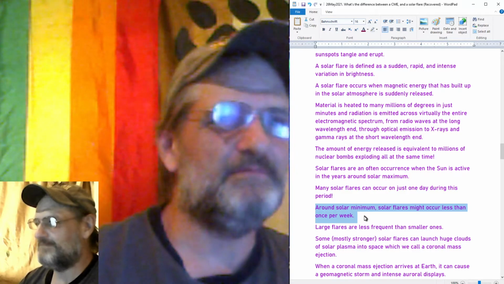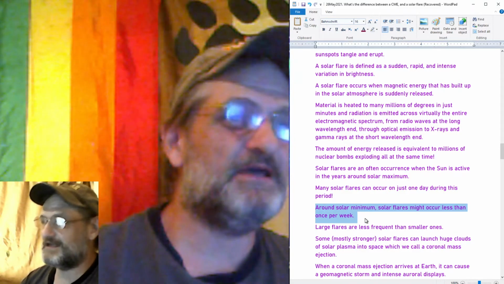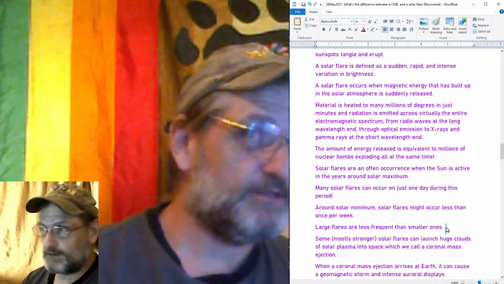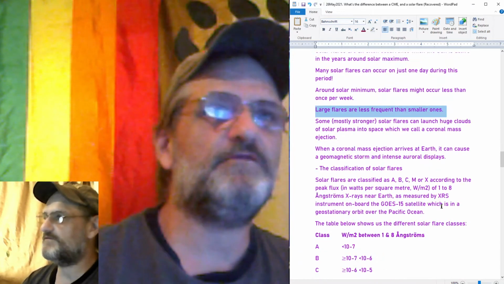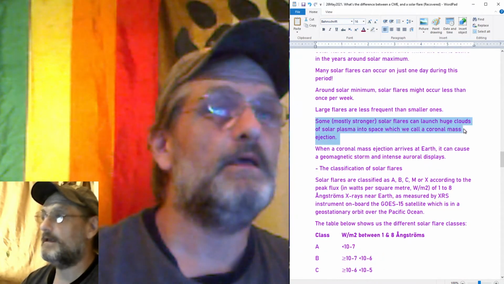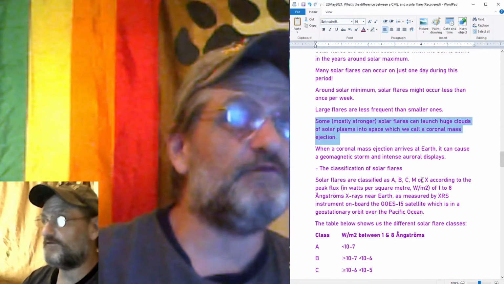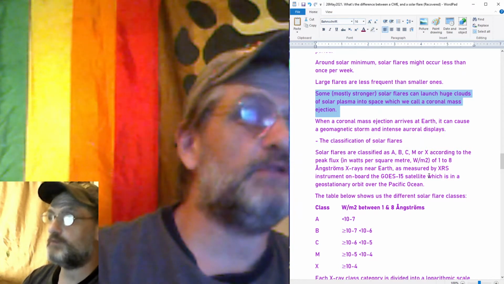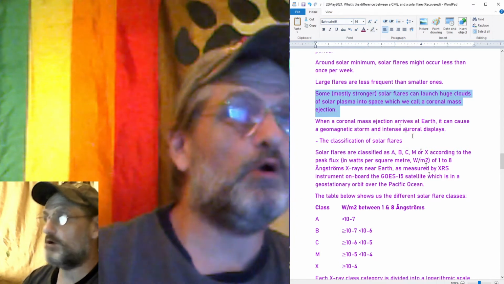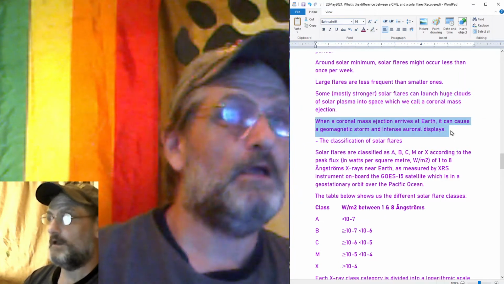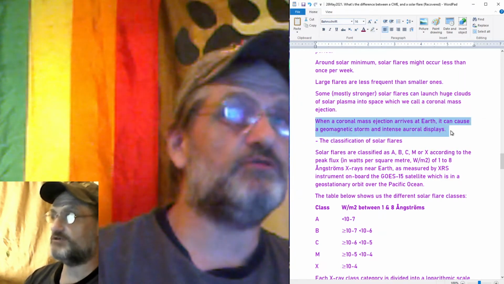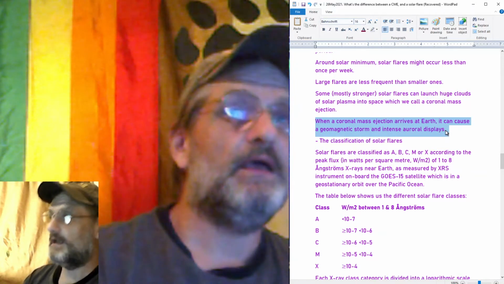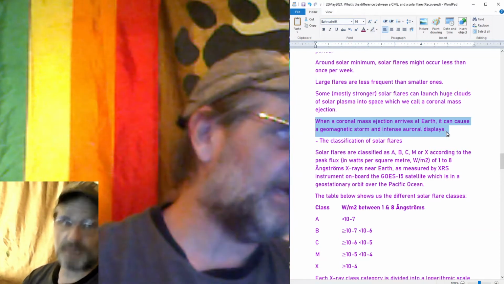Around solar minimum, solar flares might occur less than once per week, or possibly less than that. Large flares are less frequent than smaller ones. Mostly stronger solar flares can launch huge clouds of solar plasma into space, which we call a coronal mass ejection. When a coronal mass ejection arrives at Earth, it can cause a geomagnetic storm and intense auroral displays.